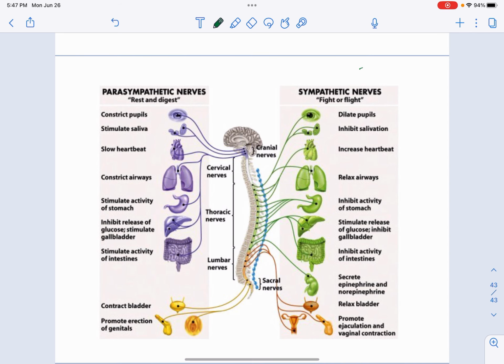So here is the sympathetic, the fight or flight. So again, here are your pupils. So in fight or flight, they're going to be dilated because we're going to run and we want to see as much of our surroundings as possible. We don't need to digest anything because we're getting ready to run. So we don't need to salivate. Our heart rate is going to go up. Our airways are going to be relaxed so that we can get more air as we're running. We don't need to digest anything.